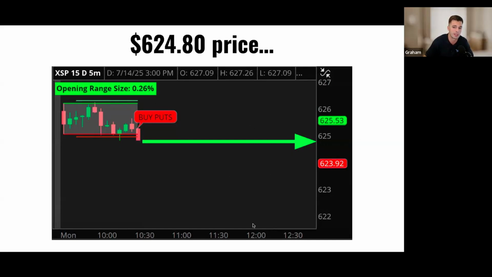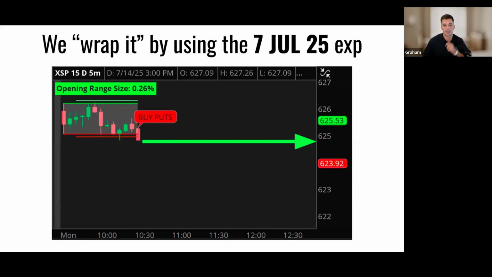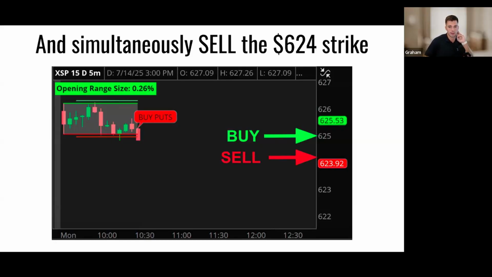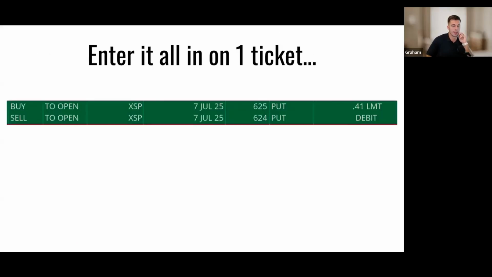We're trading the downside, so we're flipping it. We're going to buy the one that's in the money, sell the one that's out of the money. So again, using that same day's expiration, we're going to buy the 625 strike and we're going to sell the 624 strike. So we have wrapped the burrito yet again. Again, this should show up as a net debit. If it shows up as a net credit, you probably accidentally did it backwards. That's okay. Just make sure you confirm it's a debit before sending it off.